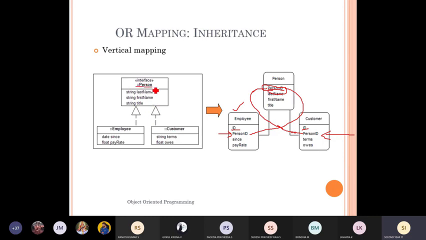Okay, so person here is the base class. From this I am going to derive two classes, employee and customer. So the person is going to be the base class. From here I'm going to derive two subclasses. One is called employee, the other one is called customer.